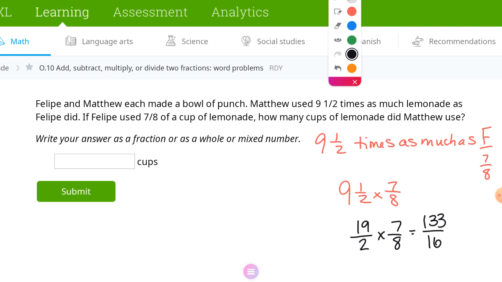Okay, when you flipped it around, what did you get? 8 and 5/6. Do you guys agree? No, 5. You said 5/6. It's 5/16. Oh, yeah. 8 and 5/16.